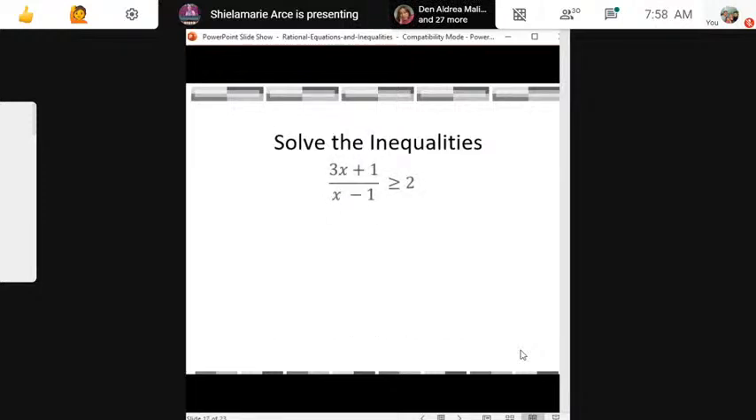Yan, second example. Ayan, look at this one. Yung right side niya, hindi pa equal to 0. Diba? So, kailangan pa natin munang i-transpose yung 2. So, ano na yung magiging first step natin doon? Ano yung resulting equation after doing the first step?